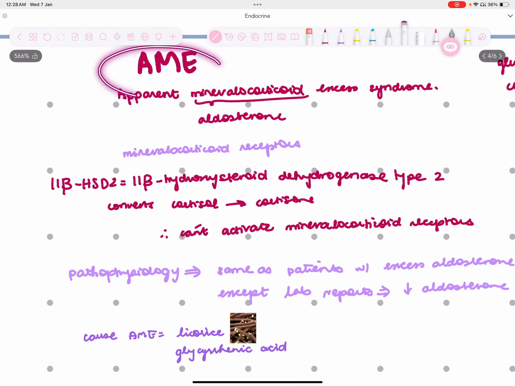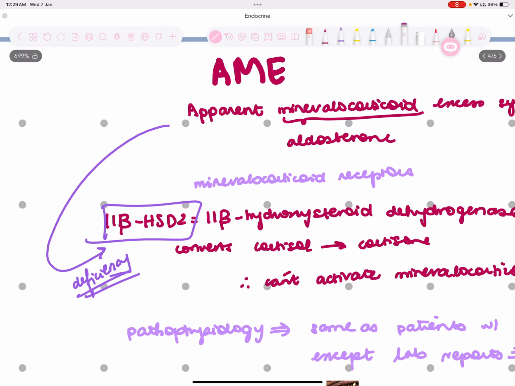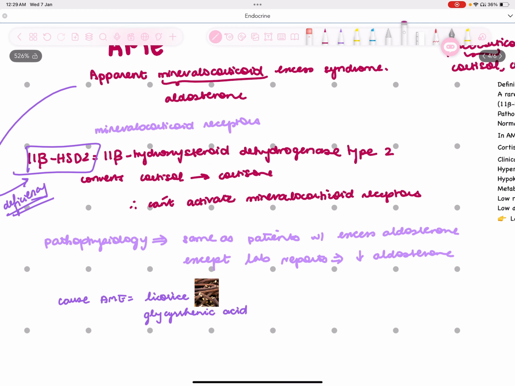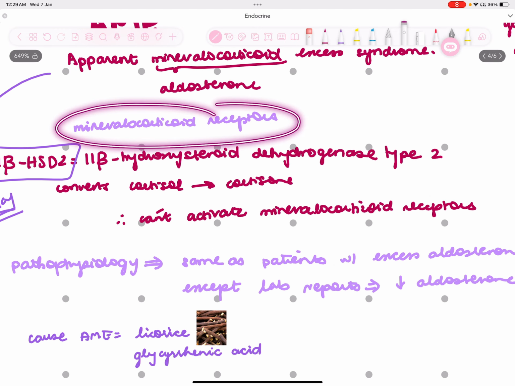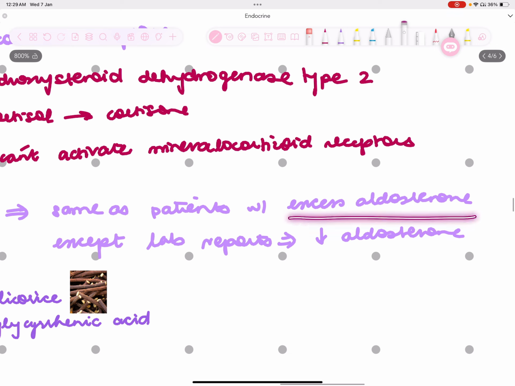Now, what happens in this disease is that this enzyme is deficient. So in this disease, the entire issue is that there is a deficiency of this enzyme, because of which cortisol is unable to be converted to cortisone, and there's so much cortisol in blood, as I've already told you, its amount in blood is 2000 times greater than that of aldosterone, and it is going to bind to mineralocorticoid receptors. The patient is going to experience all of those issues similar to excess aldosterone. So, whatever is seen in hyperaldosteronism, all of those symptoms will start appearing.